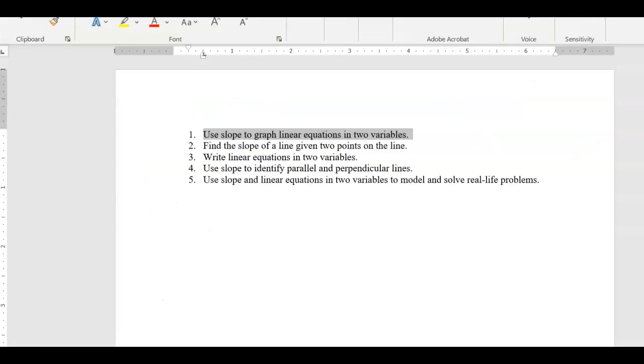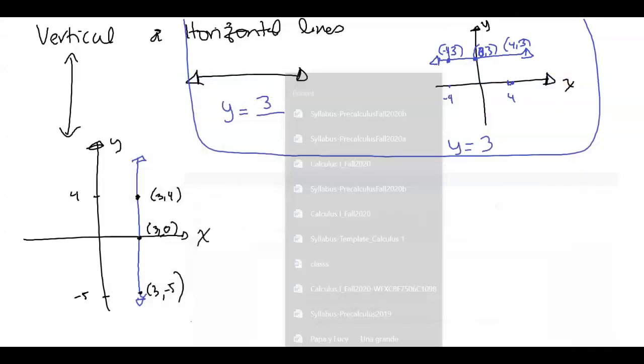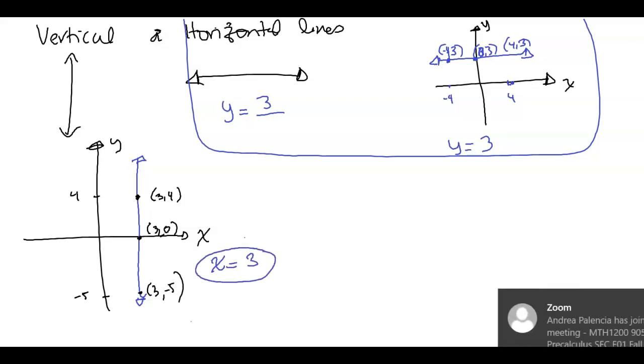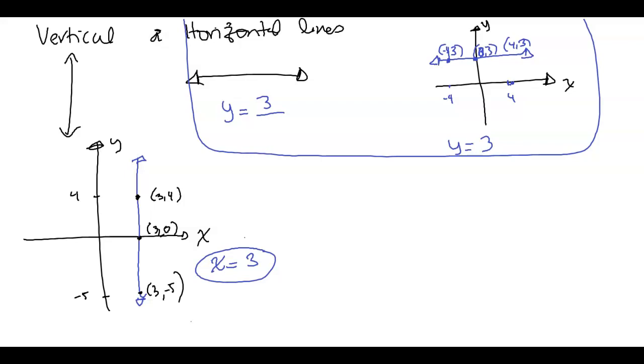So that tells me that the x doesn't change at all. What changes is the y. So I can graph a vertical line as x equals 3 in this case, because the x is always going to be 3. Now, the next thing that I want to do is, what is the slope of a horizontal line and what is the slope of a vertical line?